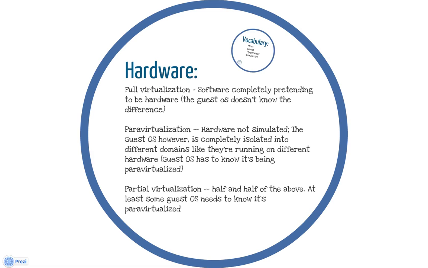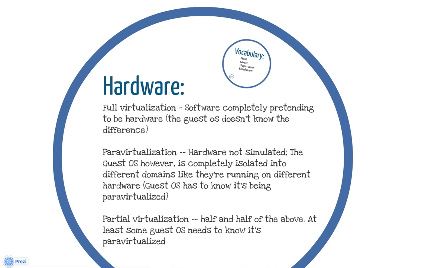So speed comes in quite often. It's much faster. But again, the trade-off is you have to do a little tweaking in the guest OS to make sure it knows about such a thing. And then partial virtualization is kind of the half and half of the above. At least some part of the guest needs to know that it's being paravirtualized.